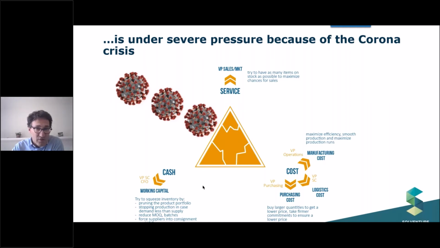Or it could be into the cash, where today there was in the news that Airbus and Hertz, two big companies, can only survive, let me say it that way, if they are granted huge loans from the government or from banks. Otherwise they will go bankrupt.